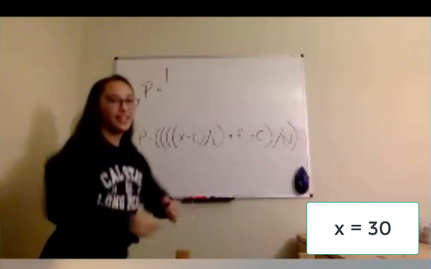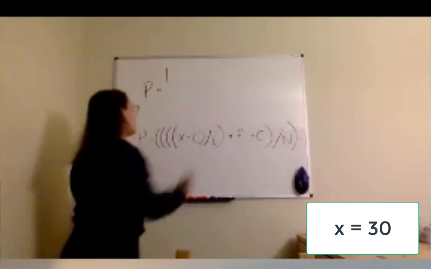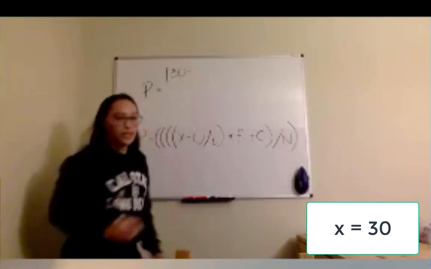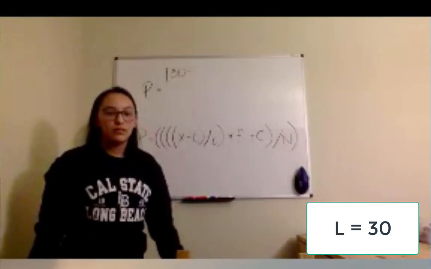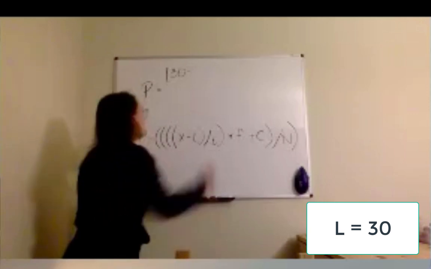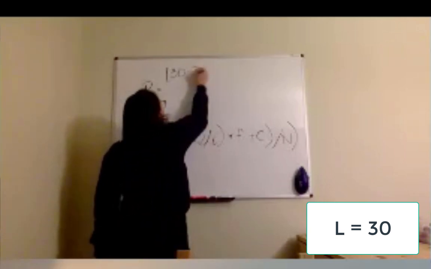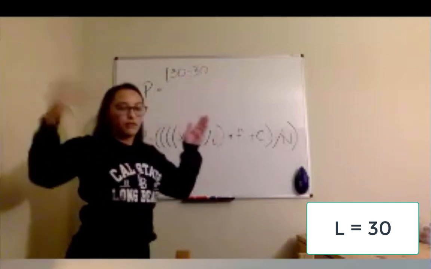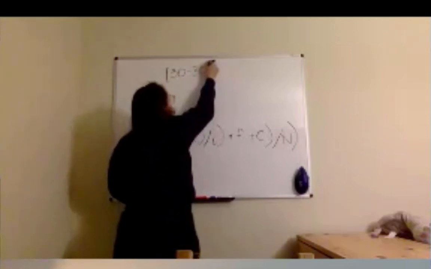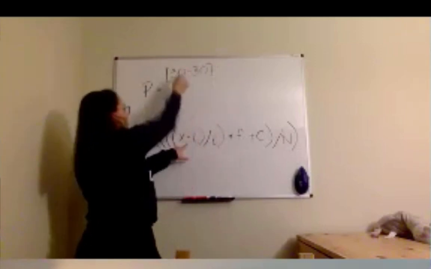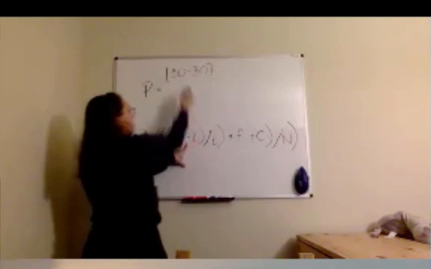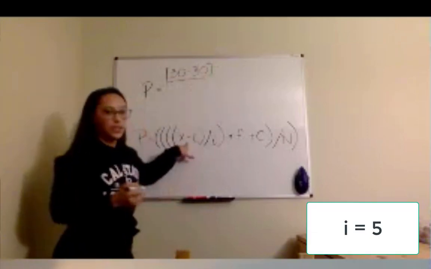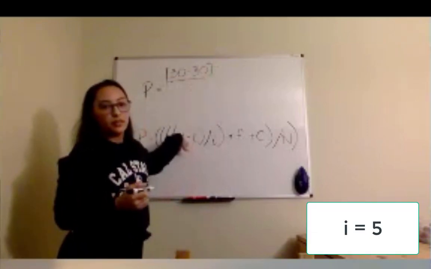30. 30, right? Because that's what we said in our example. So we have 30 minus, what is the lower bound? 30. 30, right? Because it's included in the 30 to 34.9 group. So that's the first part here. And then we divide it by I. And what is I? I is 5.